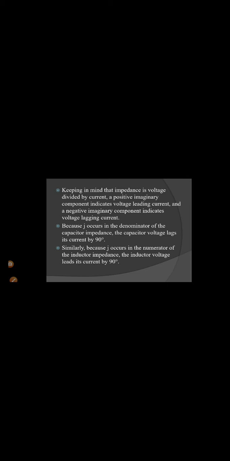Keeping in mind that the impedance is the voltage divided by current, we already know that Z is equal to V by I. A positive imaginary component indicates the voltage leading current, and a negative imaginary component indicates the voltage lagging current. So here, the j occurs in the denominator of the capacitor impedance, and the capacitor voltage lags its current by 90 degrees. Similarly, the j occurs in the numerator of the inductor impedance, because the inductor voltage leads its current by 90 degrees.